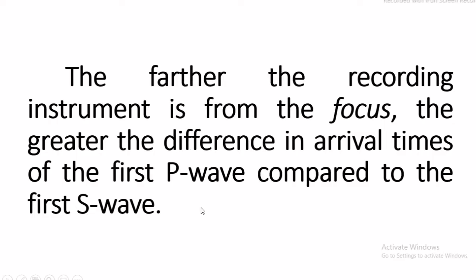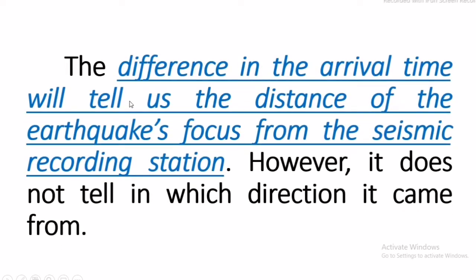The farther the recording instrument is from the focus, the greater the difference in arrival times of the first P wave compared to the first S wave. So remember that the focus is the origin of an earthquake. Since P waves and S waves have different velocities, the primary wave will come first and then be followed by the secondary wave. The difference in the arrival time will tell us the distance of the earthquake's focus from the seismic recording station. However, it does not tell in which direction it came from.